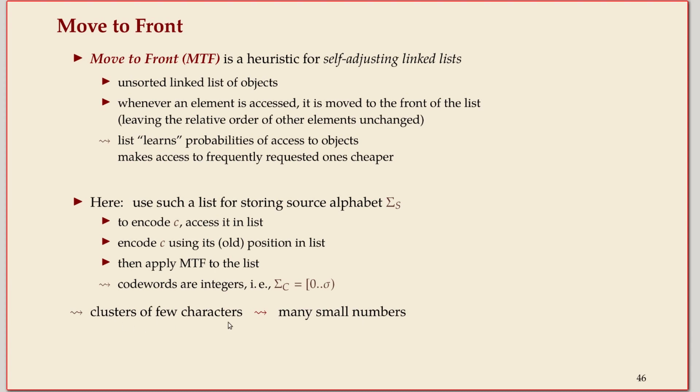So we have a local property in the input string, clusters of characters. In a certain area of the text, certain characters are more frequent, and that translates into many small numbers. So that's something we can globally exploit, say with Huffman codes. That's a local feature that we could not exploit with Huffman codes. That's one way how the move to front heuristic can help.